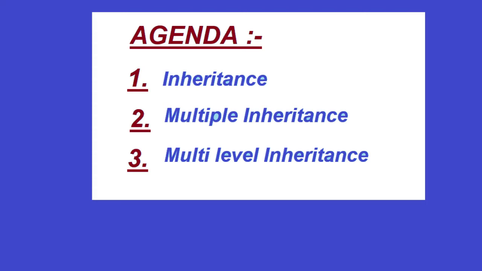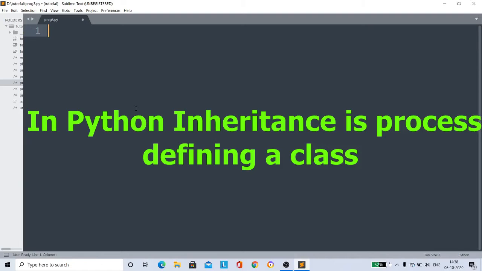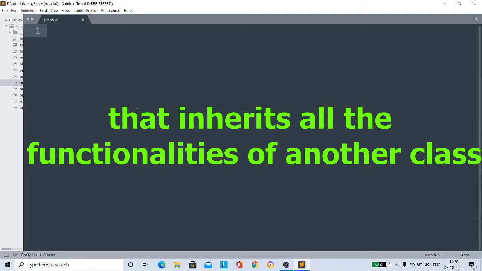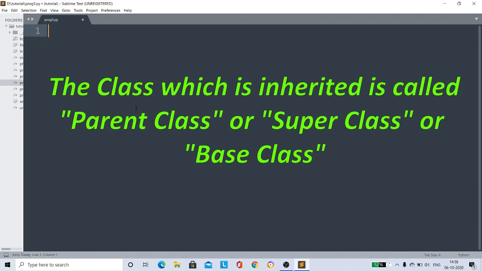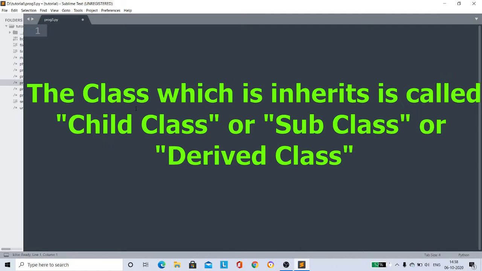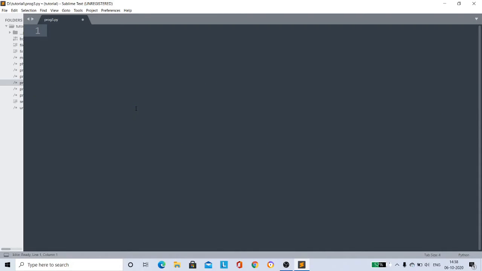See the agenda: inheritance, multiple inheritance, multilevel inheritance. In Python, inheritance is a process of defining a class that inherits all the functionalities of another class. The class which is inherited is called parent class or superclass or base class. And the class which inherits is called child class or subclass or derived class. Now I'll give you an example, then you will be clear with this concept.